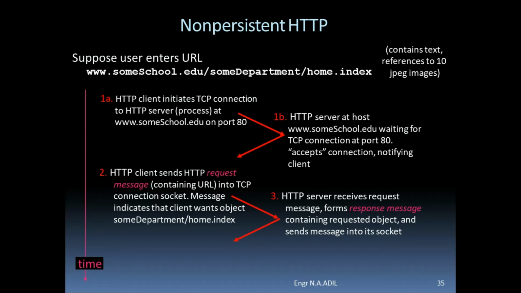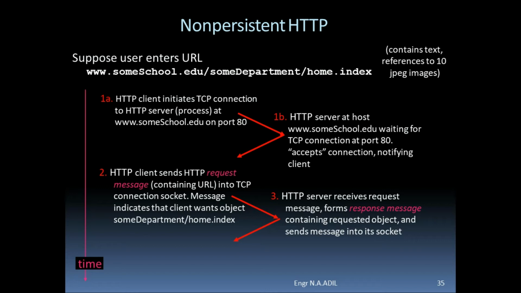How non-persistent HTTP works: suppose the user enters the URL www.someschool.edu/somedepartment/home.index. First, the HTTP client initiates a TCP connection to the HTTP server at www.someschool.edu on port 80. The HTTP server at that host, waiting for a TCP connection at port 80, accepts the connection, notifying the client. Then the HTTP client sends an HTTP request message containing the URL into the TCP connection socket.